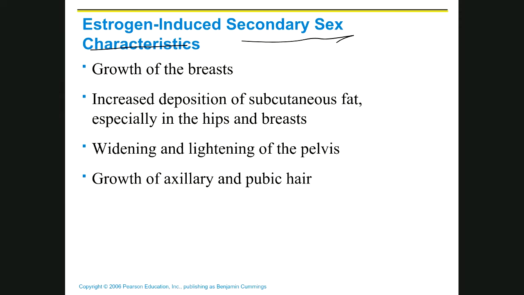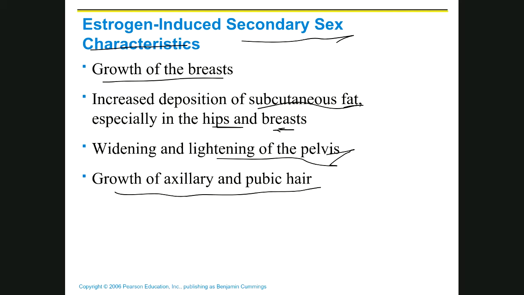And here are these secondary sex characteristics. The breasts grow, we get fat deposition in the hips, also the breasts, the changing in the skeleton and the muscles, and also things like development of axillary and pubic hair. And then remember, estrogen is not what causes the female sex drive, it's testosterone. So testosterone, not only does it cause the male sex drive, but it causes the female sex drive as well.